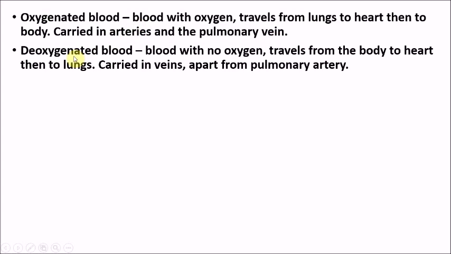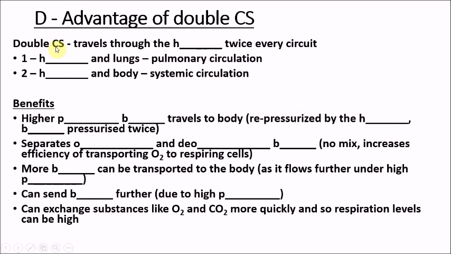Deoxygenated blood has low oxygen concentration but high carbon dioxide concentration. Essentially blood with no oxygen. It travels from the body to the heart and then to the lungs. Now, deoxygenated blood is always carried in veins, apart from the pulmonary artery, because this is the one that goes to the lungs, and deoxygenated blood needs to go to the lungs to be reoxygenated. So the rule is oxygenated for arteries and deoxygenated for veins, apart from the pulmonary vessels. That's the pulmonary vein and the pulmonary artery. They're opposites.